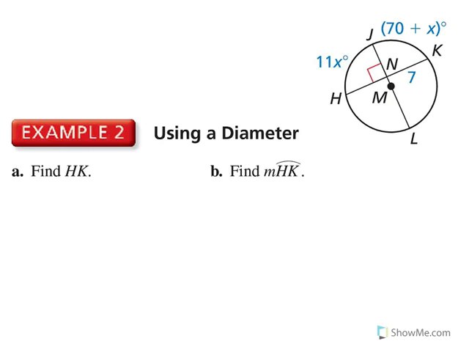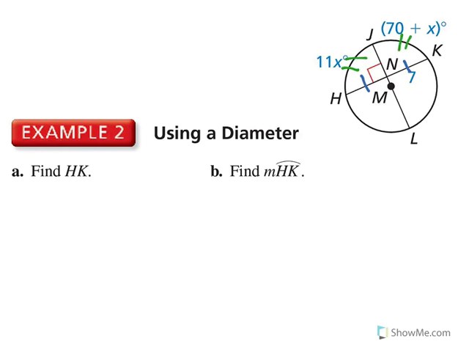Now we're going to look at a little bit more complex of a problem. It has a diameter. So we have this diameter that's cutting across JL. We can tell it's a diameter because it goes straight through the middle. It goes through M. And it's perpendicular to a chord. So we said if it's perpendicular to a chord, that means it's going to bisect that chord. So I can put one tick mark on both of them. And that means it's going to bisect the arc. So I can put the same amount of tick marks on my arc.